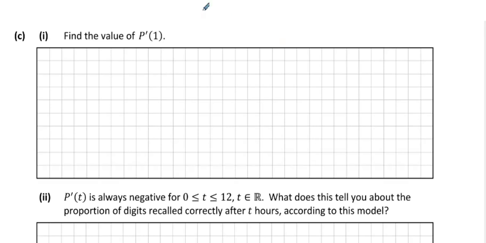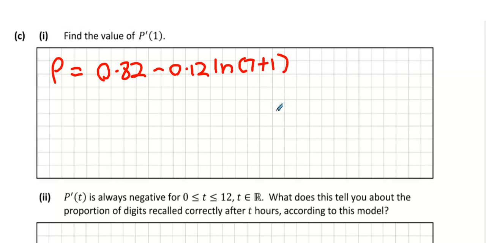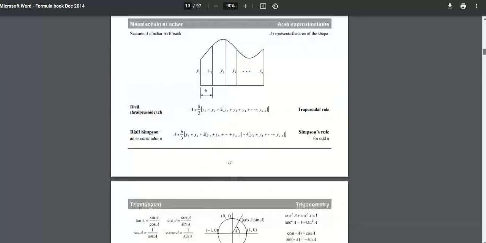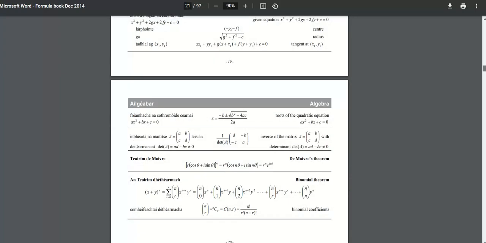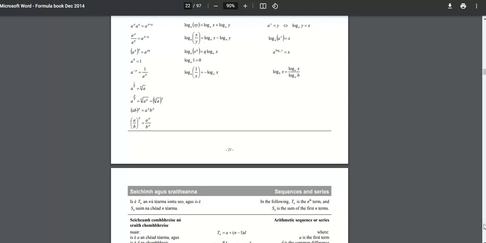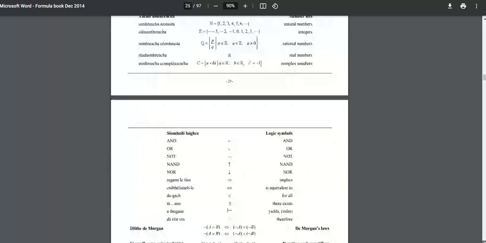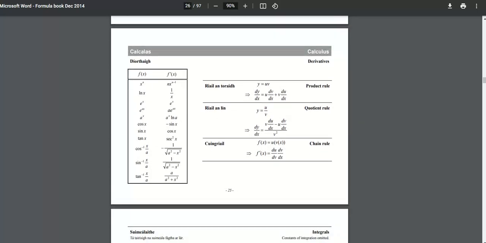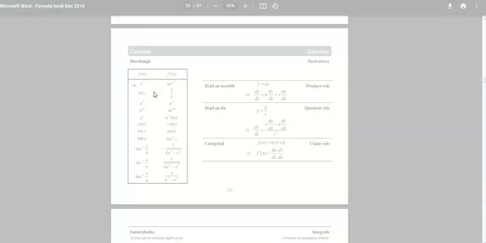Now, what we're going to do here is differentiate. What's P again? Someone call out the formula. 0.82 minus 0.12 ln(t plus 1), all right? Now, when you go to your maths tables and you go to calculus, which is on page 26 or 27, something like that, 25, yeah? And you're going down to the calculus tables, what you're going to see here is the derivative of ln x is 1 over x. You see that?